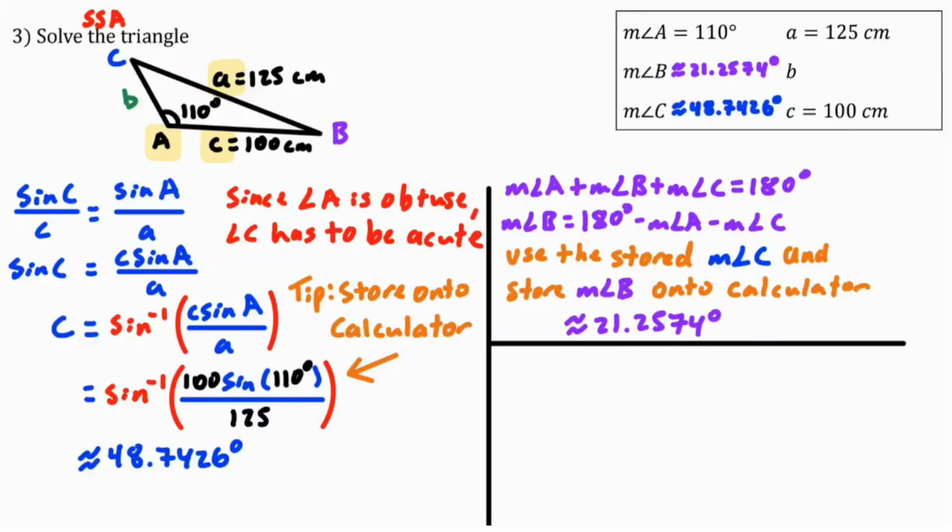Now we just need to solve for side B. Since we're solving for a side, let's use B over sine of B is equal to A over sine of A. Multiply both sides by sine of B, and you get B equals A sine of B divided by sine of A.